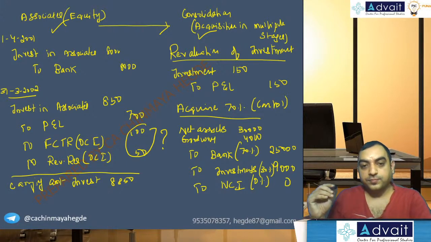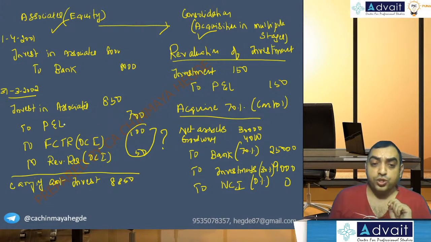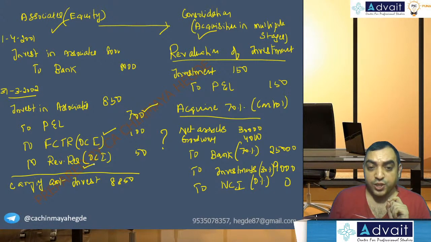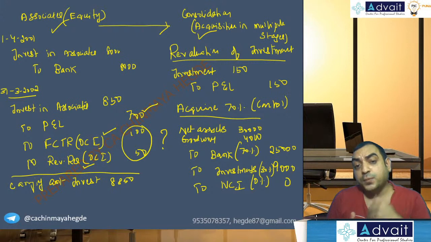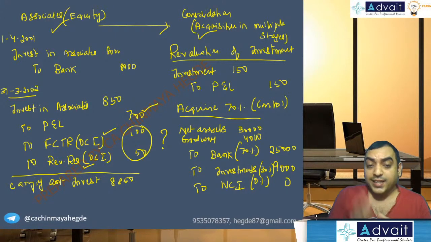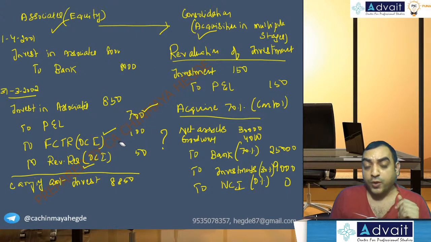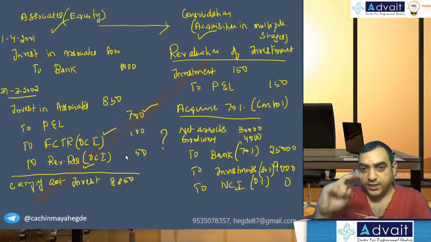Okay, good. Fine. Now what will happen? So far, now you have transferred to P&L. This is no problem. This FCTR what we have, this revaluation reserve what you have, 150 is there, right? That should be now de-recognized. Why? Because you are no longer an associate. Now it has become a subsidiary. So that OCI, that revaluation reserve should be closed. Just 1 second, give me 2 minutes.